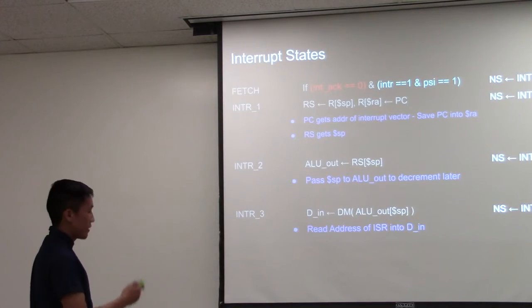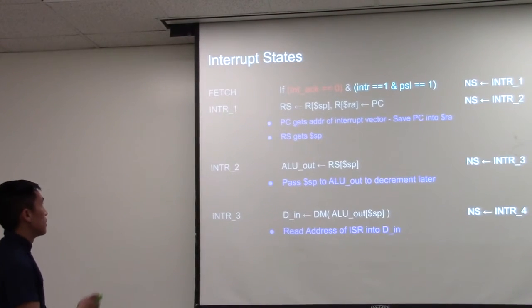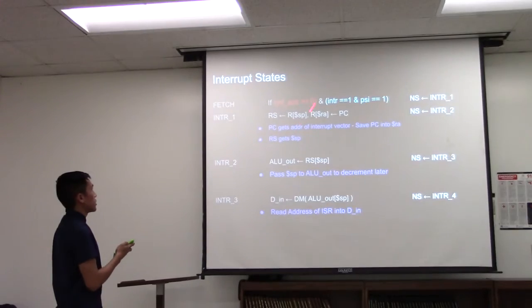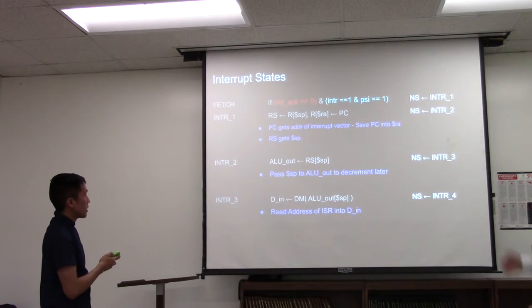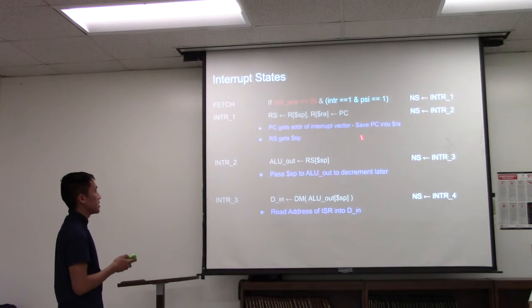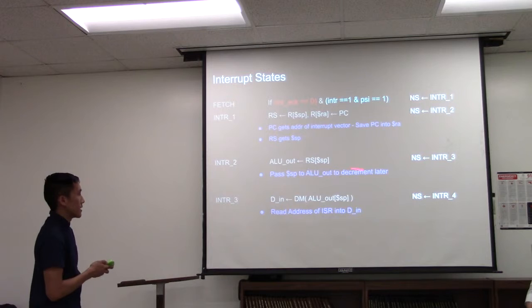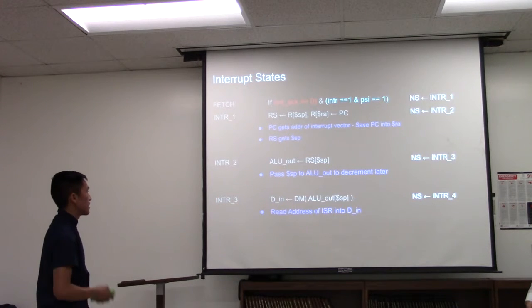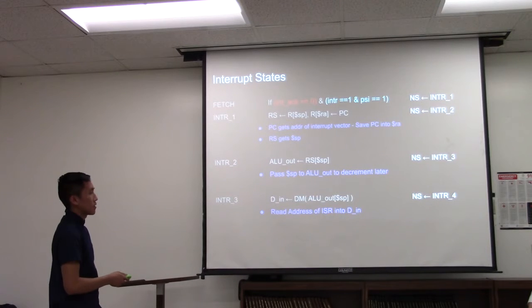So for our interrupt states, we have a total of 6 states, so this is the first 3 and this is the last 3. Again in fetch we check for the flags. In our first interrupt state, we pass our stack pointer into RS and we save our current PC into our temporary register. And then we pass the stack pointer into ALU out so we can decrement it in the next interrupt state. In our third interrupt state, we read the address of our ISR into DN.